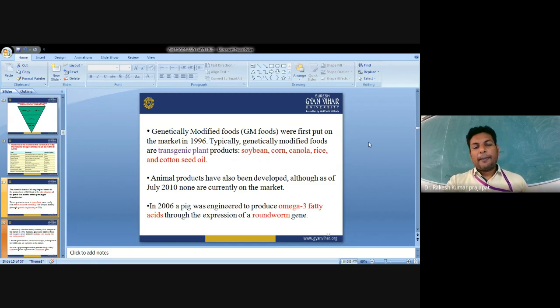In 2006, a pig was engineered to produce omega-3 fatty acids through expression of roundworm genes.